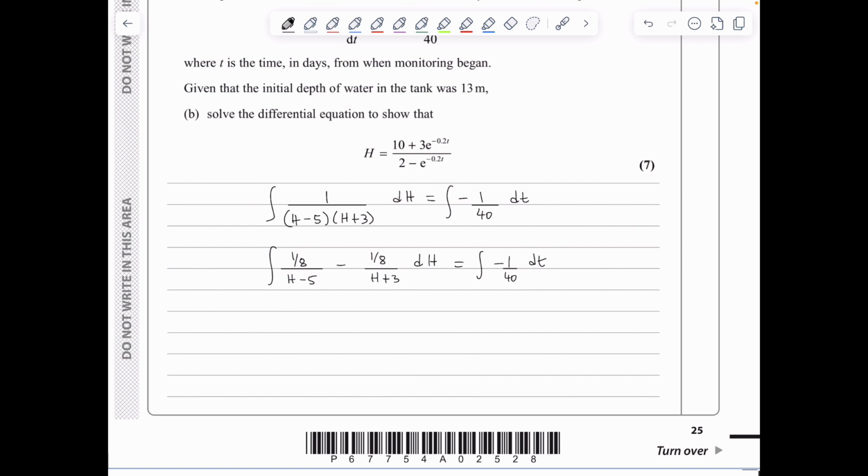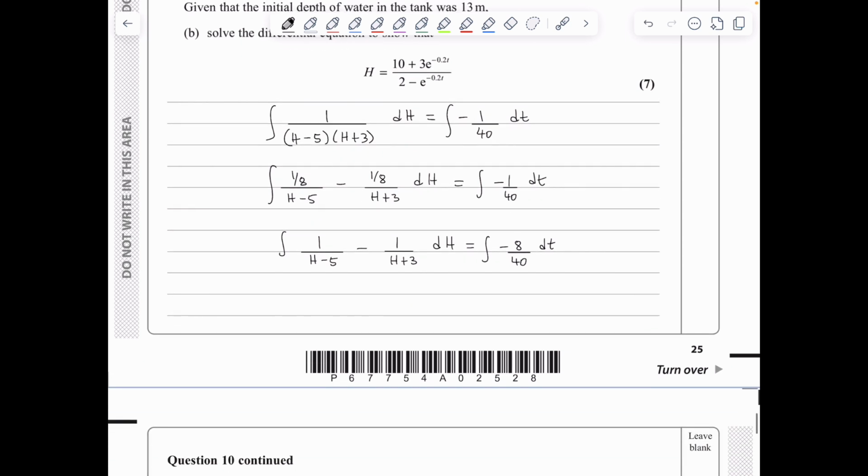Before proceeding, I've got an idea of multiplying everything by 8 to get rid of the fractions here. This leads to the integral of 1 over H minus 5 minus 1 over H plus 3 dH being equal to minus 8 over 40 dt, and therefore we are looking at ln of the absolute value of H minus 5 minus ln of the absolute value of H plus 3 being equal to minus 0.2t, because the 8 over 40 is simply 0.2, plus a constant of integration.